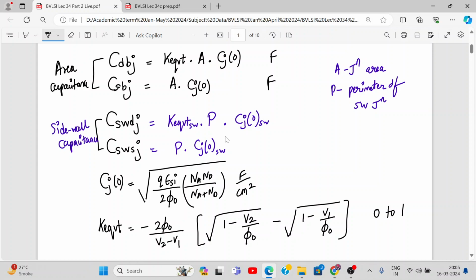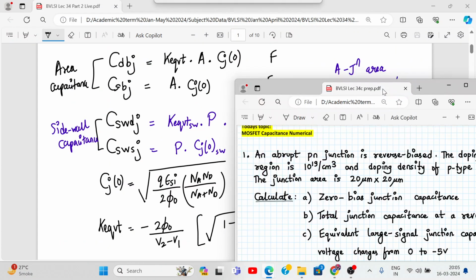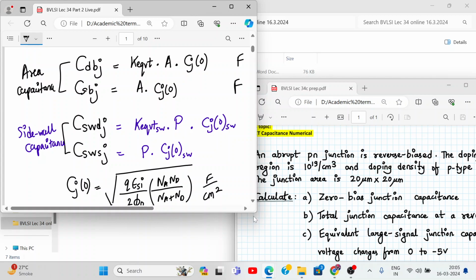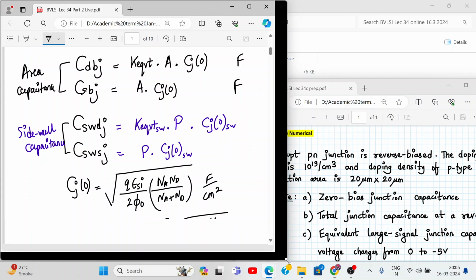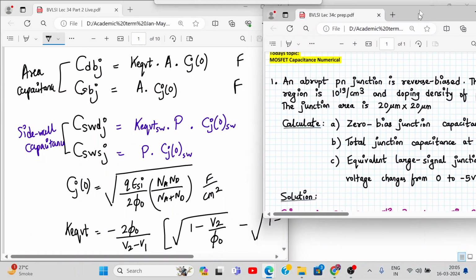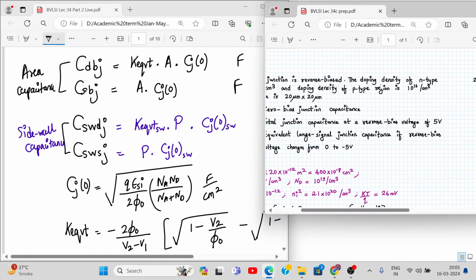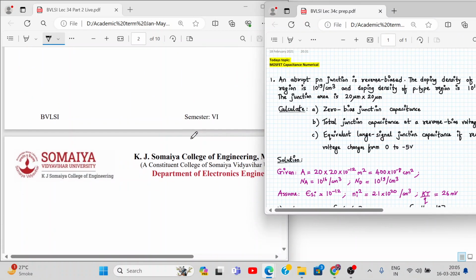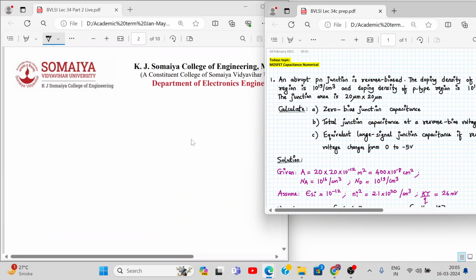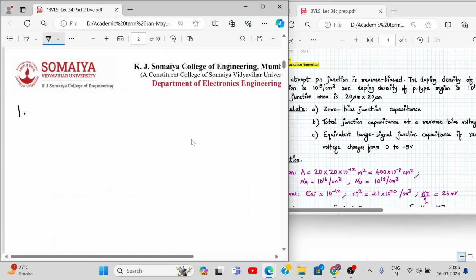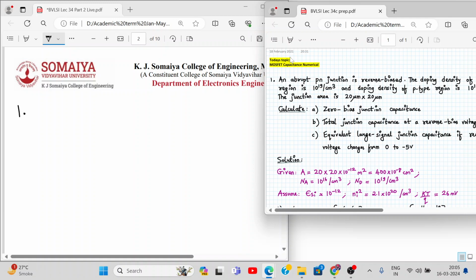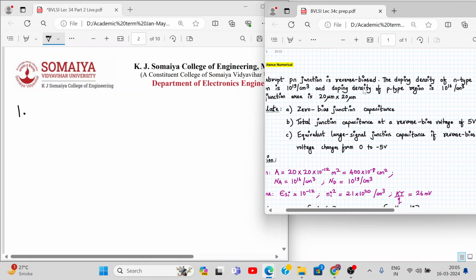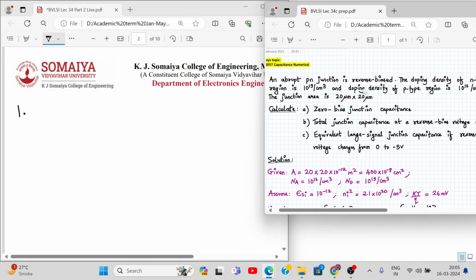Alright, so we are ready to solve the first numerical. So let me adjust this PDF so that I can view the numerical statement, and here I can solve it simultaneously. So let's start. I'll read down the numerical statement. This is numerical number 1, MOSFET capacitance. So I'll only write the given data. An abrupt PN junction is reverse biased. So we have abrupt PN junction reverse bias.